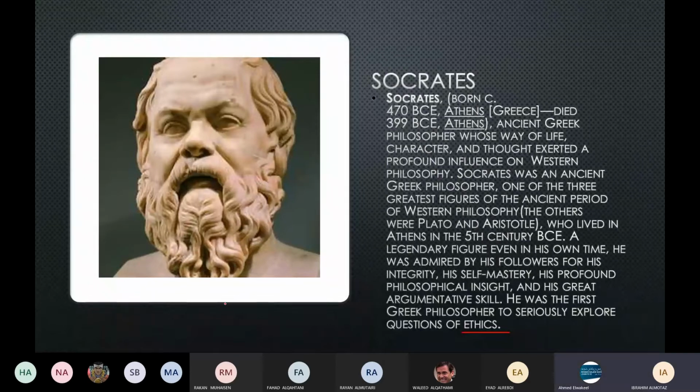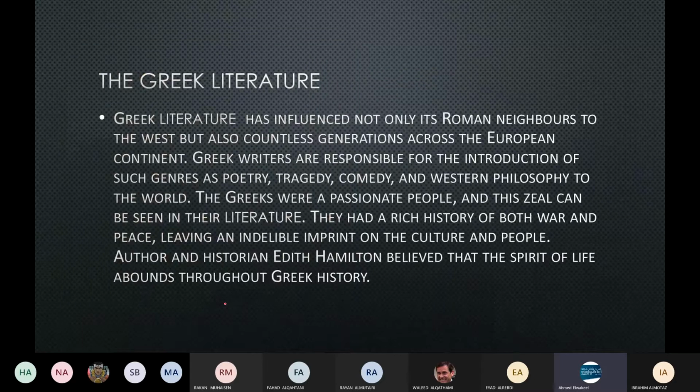In order to present them the truth, of course, from their own point of view, through his way, which was called later after him, the Socratic method.